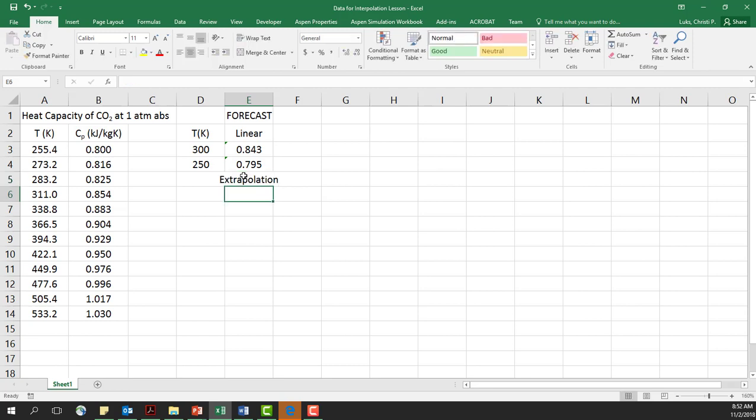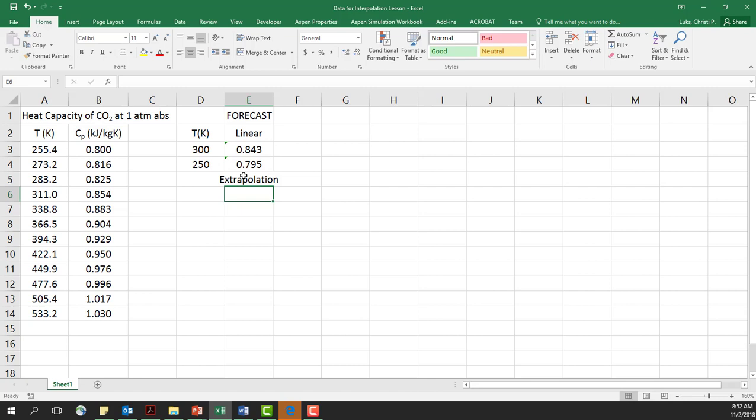So interpolation means you're between 2 points from your data table. Extrapolation means you've gone outside of that range. Now, extrapolation is generally not a good idea. If you are not too far outside of the range, extrapolation can work. But when you get very far, like if I wanted to estimate this for CO2 at 100 Kelvin, that would be a very bad idea.